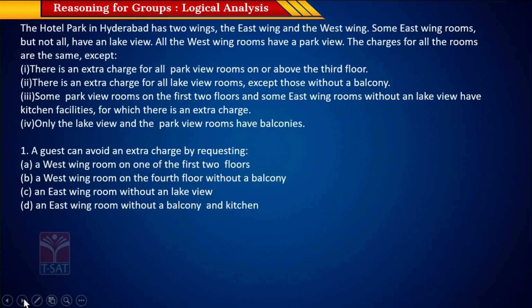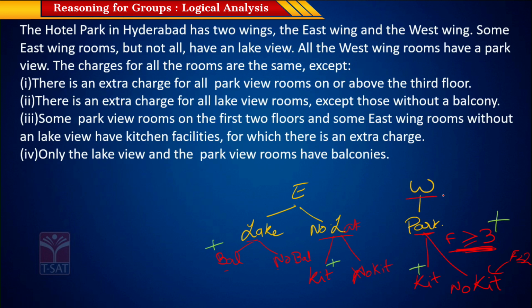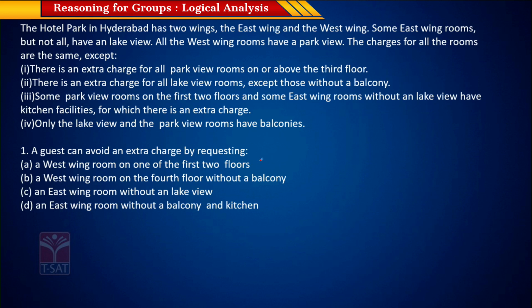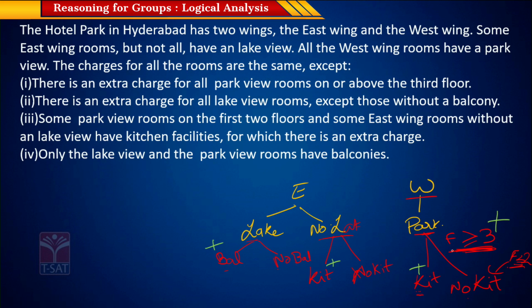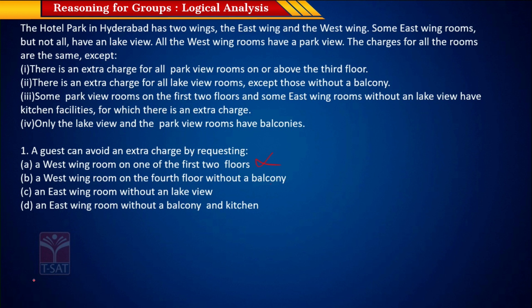The question says a guest can avoid extra charge by requesting which of the following? A west wing room on one of the first 2 floors. If you choose a west wing room on one of the first 2 floors, it can still have a kitchen, right? We saw there's a condition where in the first 2 floors if you have a kitchen, you're charged extra. So this is not the right answer. If you request a west wing room on the 4th floor without a balcony, if it is above the 3rd floor in the west wing, there will always be a charge. So this is also not the right answer.